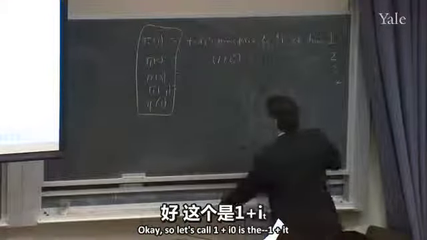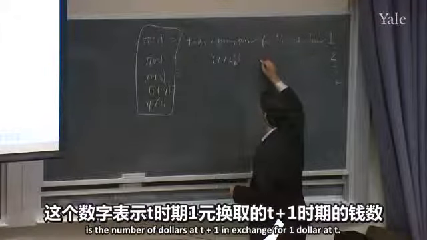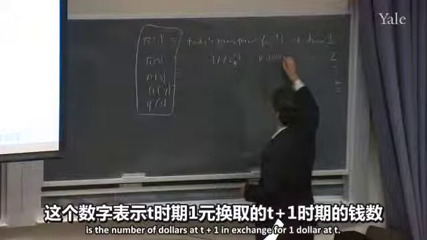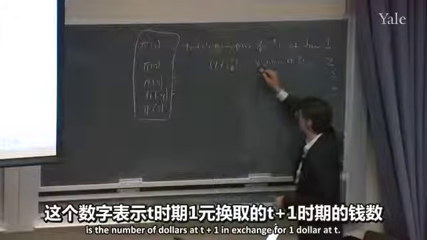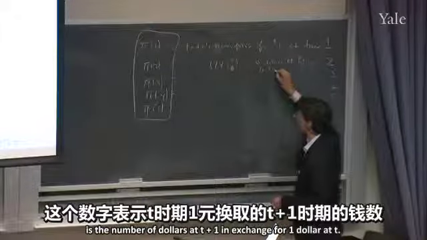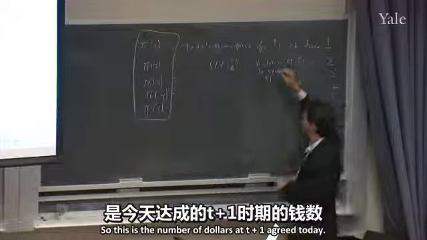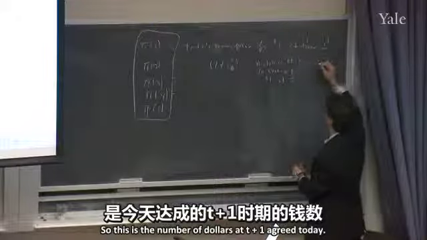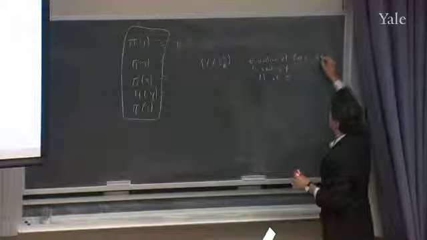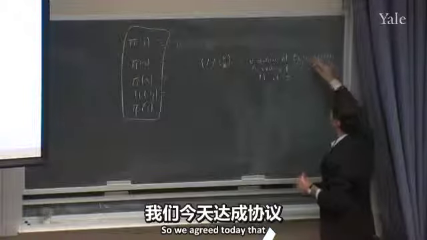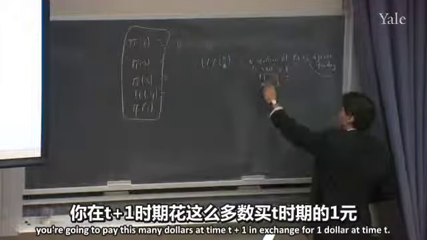Okay, so let's call 1 plus I_T the number of dollars at T plus 1 in exchange for $1 at T. So this is a number of dollars at T plus 1 agreed today. So we agreed today that you're going to pay this many dollars at time T plus 1 in exchange for $1 at time T.